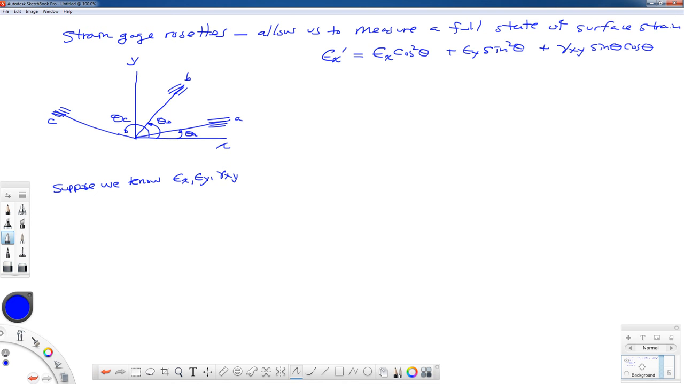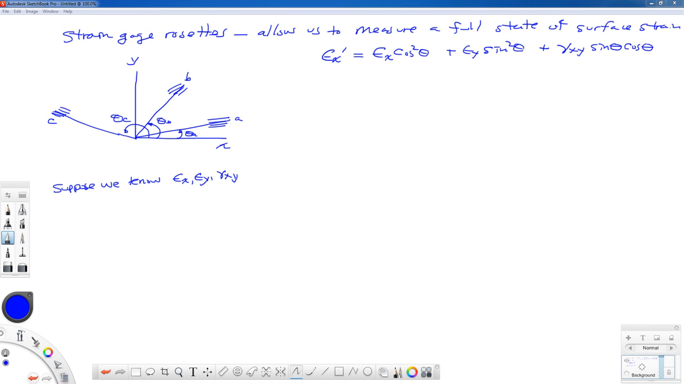And we're going to make use of our strain transformation equation that we just came up with. We're going to write it in this form. Epsilon x prime is equal to epsilon x cosine squared theta plus epsilon y sine squared theta plus gamma xy sine theta cosine theta. And for right now, suppose that we just already know the strains epsilon x, epsilon y, and gamma xy around the area of these strain gauges.